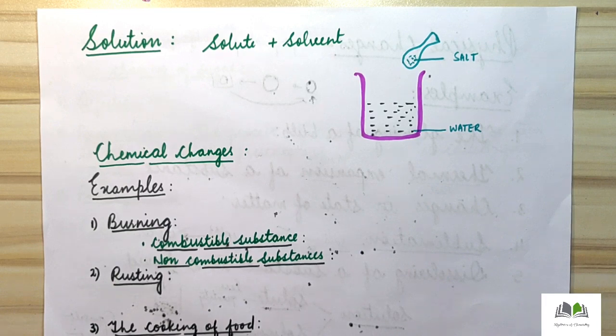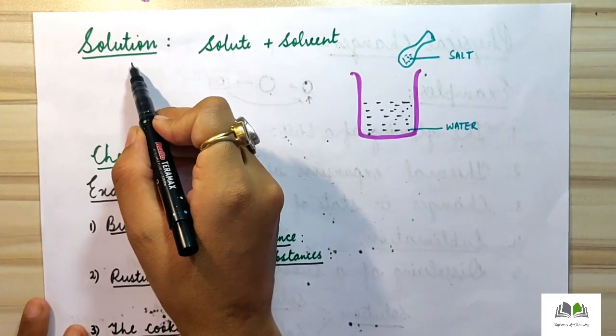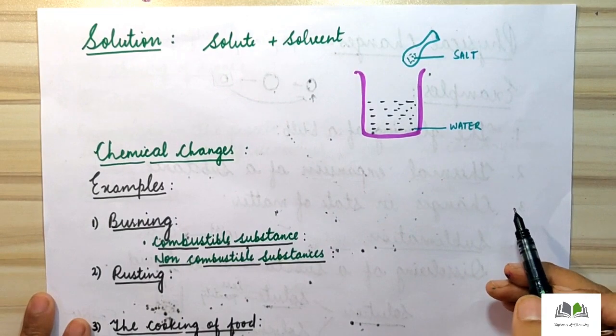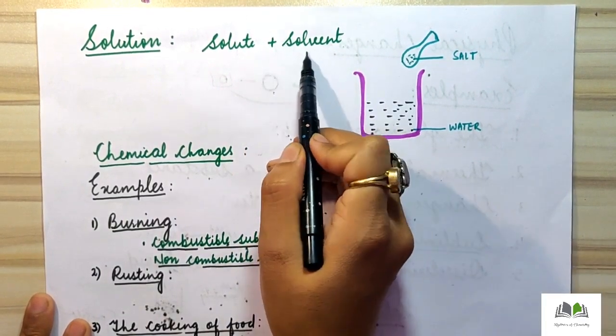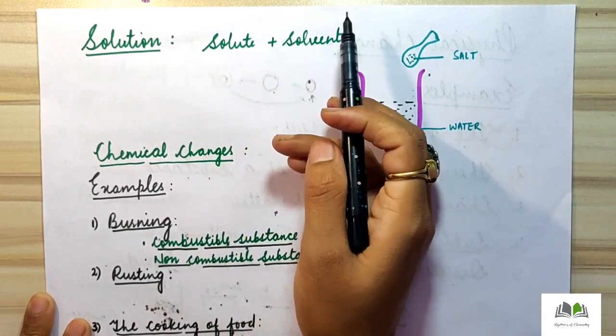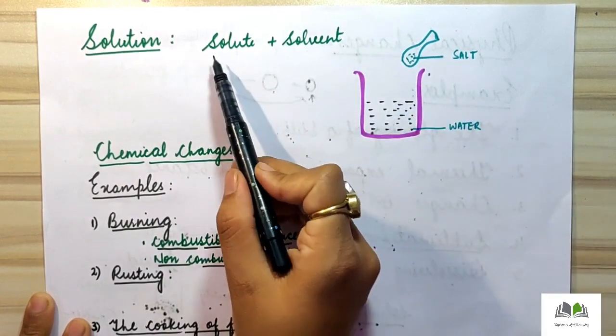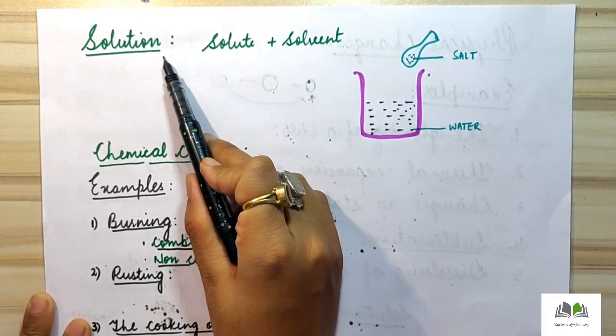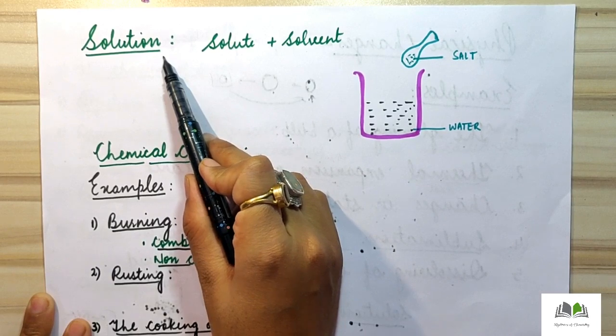So I will start with the first topic, that is, what do you mean by solution? So basically, solution is what? Solution is a homogeneous mixture of solute and solvent, or we can also say a homogeneous mixture of two or more components. So now, what are the components of a solution? What is a solution made up of? What we call the components constituting a solution.